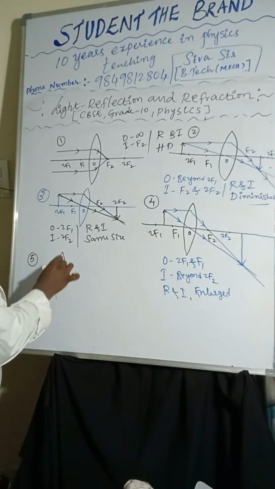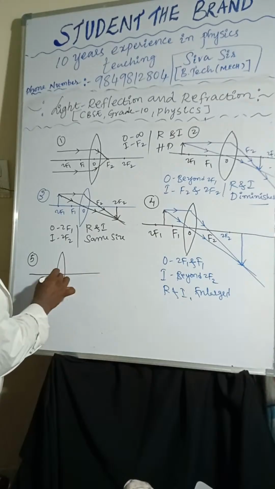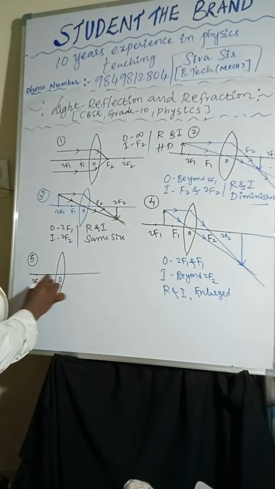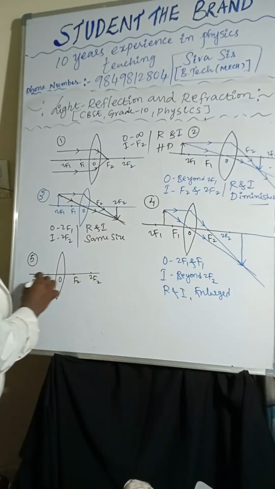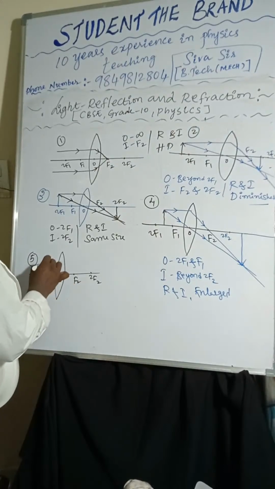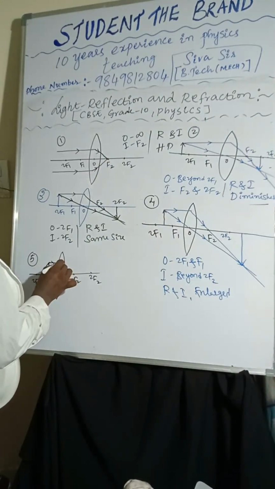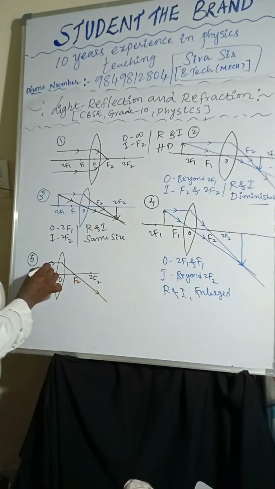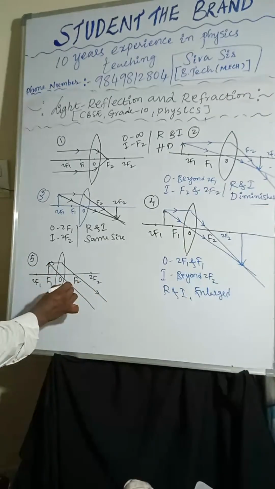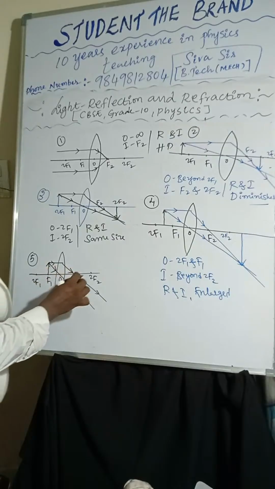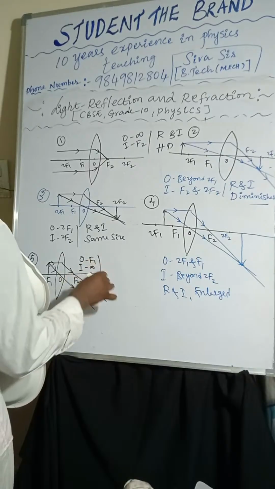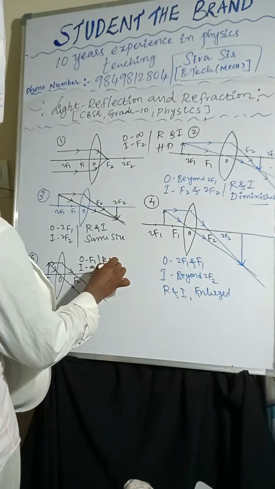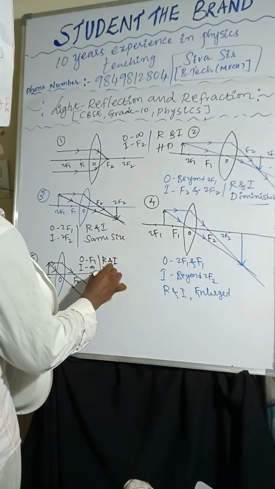The object is placed at F1. Optic center, F1, 2F1, F2, 2F2. One light ray I am taking like this, it passes through F2. Another light ray passes through the optic center. So the object is at F1, and the image will form at infinity. The nature of the image is real and inverted. The size of the image is highly enlarged.